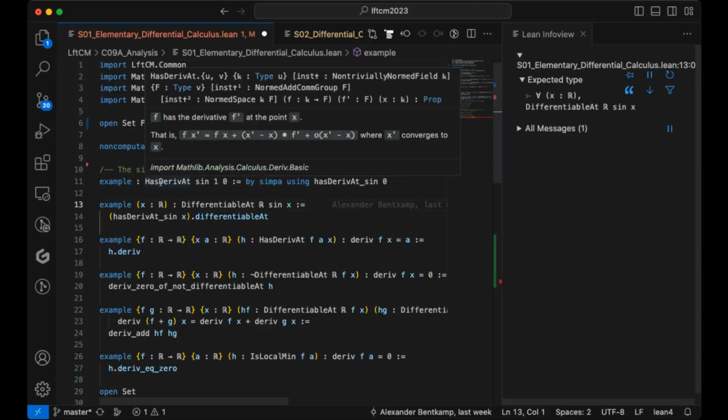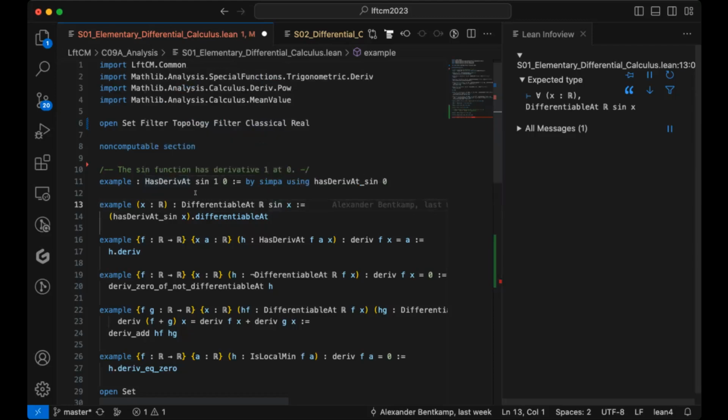Why does it assume that it's the sine of the reals? To be clear, I'm not using the reals here. This is just any k, and I gave the reals as an example. How does it know that this is the real sine? This is just because higher up, on line 6, we said open Real. And so now, when it sees sin, there's no global sin, so it tries: is there a Set.sin? No. Is there a Filter.sin? No. Is there a Topology.sin? No. Eventually it gets to: is there a Real.sin? Yes. Okay, that must be the one you mean.